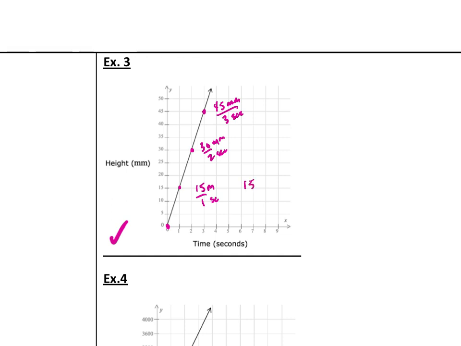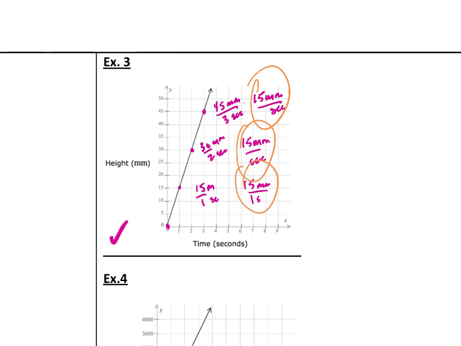So if I look at each one of these, what's the unit rate? This is already 15 millimeters per second, per 1 second. This would become 15 millimeters per second. 45 divided by 3 would be 15 millimeters per second, right? Look, they all have the same unit rate. So they have the same, it makes a straight line. It's going through the origin. I could say, yep, this one is proportional.